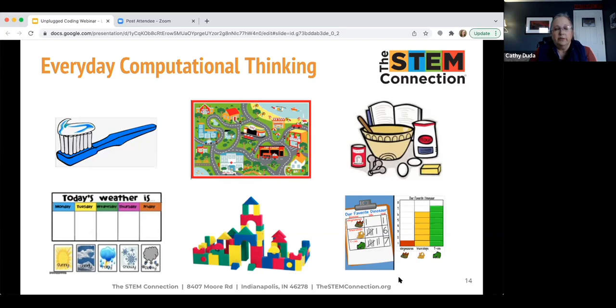Today's weather, taking step by step of that, building a house, building blocks. You can't put the roof on before you build the foundation. And then a good one is surveys, because that teaches them how to do graphs, but you can't do the graph until you actually ask people the questions. You have to ask, and then first wait, before I ask people the questions, what am I asking them? It gets them to start thinking about the algorithm and the sequential order.